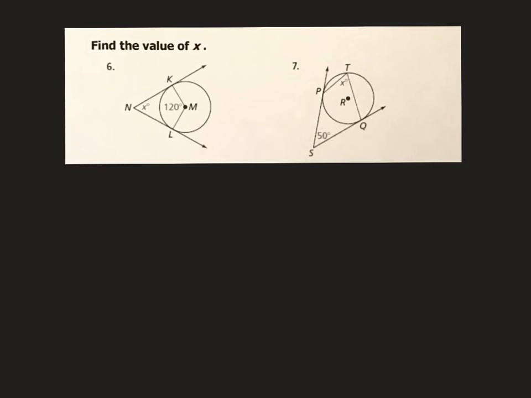So in number 6, we're solving for x, which means that we have this central angle of 120 degrees, and we had theorem 17 that said that this angle outside of the circle, when it was formed by two tangent lines, was going to be equal to 180 minus the central angle. So in this case, x is going to be equal to 180 minus 120, which is going to give us 60 degrees.